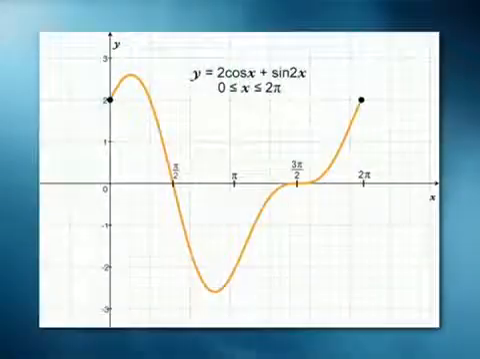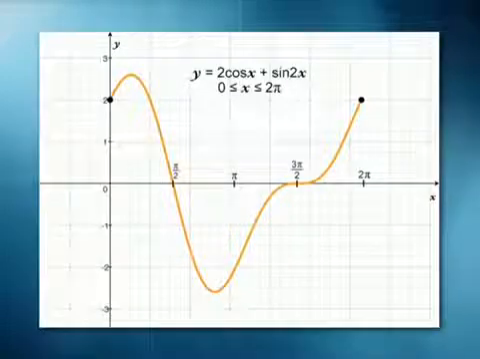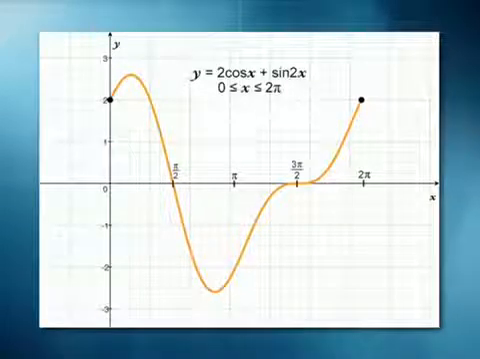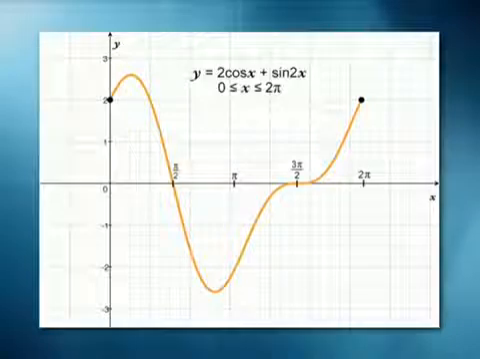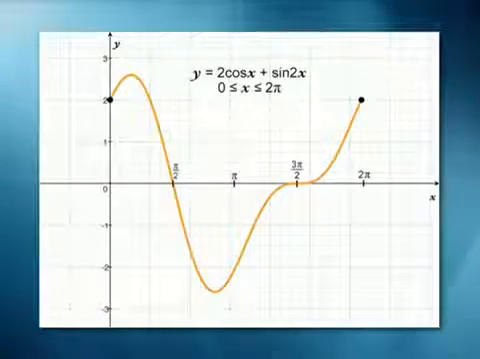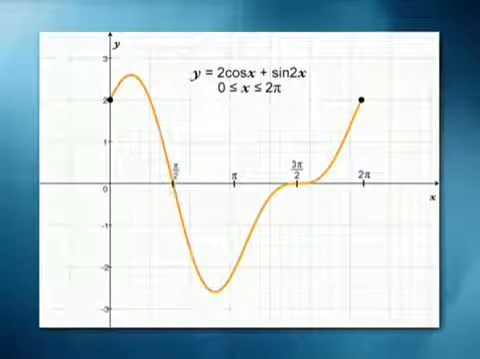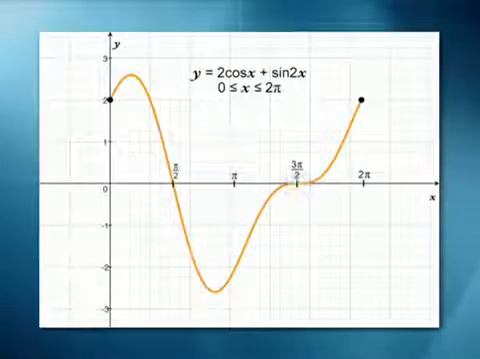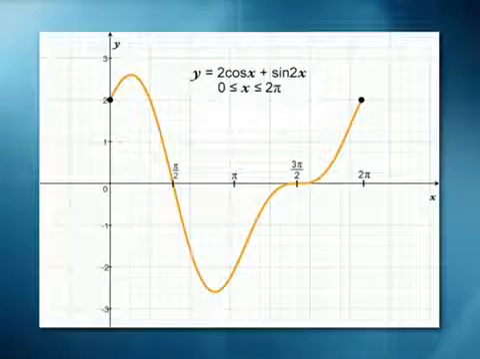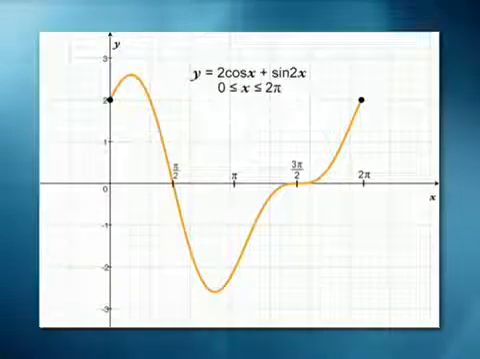Here's a graph of the function 2 cosine x plus sine 2x on the interval 0 to 2 pi. You see the roots, pi over 2 and 3 pi over 2, and they're repeated because of the periodicity up and down the real line.